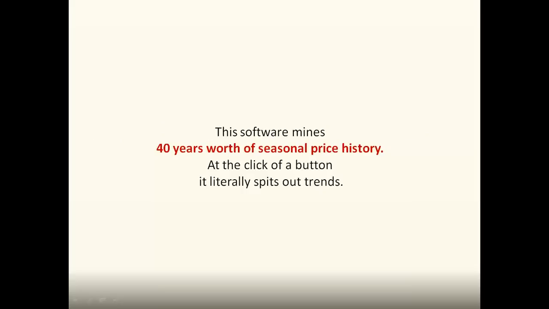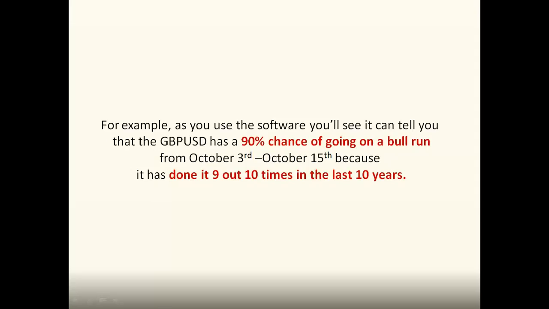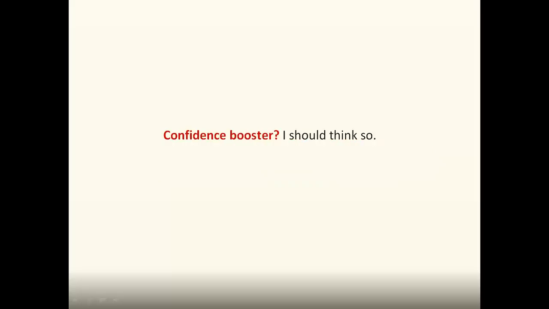This software mines 40 years worth of seasonal price history. At the click of a button, it literally spits out trends. For example, as you use the software, you'll see it can tell you that the pound has a 90% chance of going on a bull run from October 3rd to October 15th because it's done it 9 out of 10 times in the last 10 years. Confidence booster? I should think so.